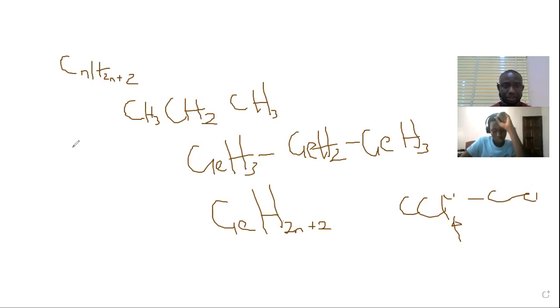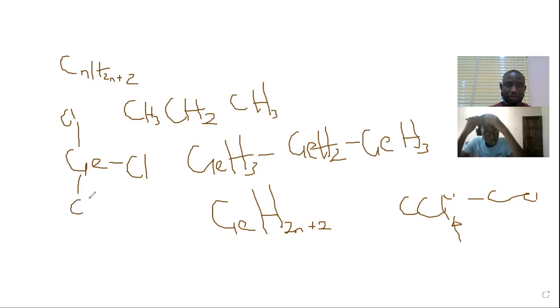germanium 4 chloride, that is just Ge. Then we are having Cl, then we are having another one, Cl, we are having Cl, then we are having Cl here.